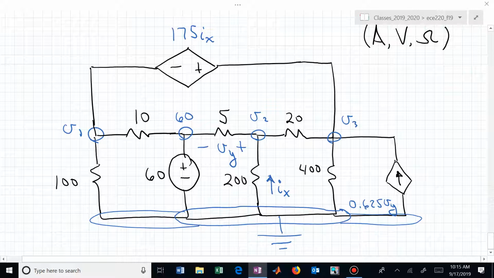So now the question is, can we write V sub 3 as 175 I sub x? Is that what you're saying? Now, is 175 I sub x, is that a dependent source?